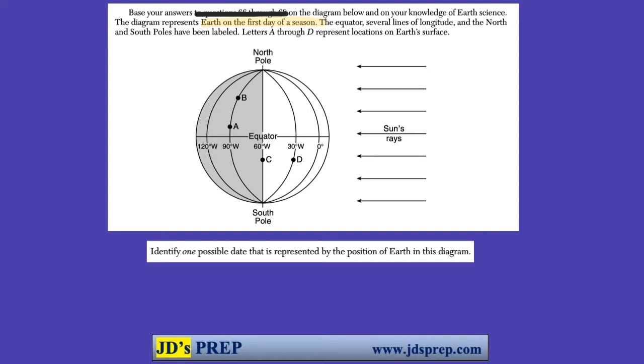So we have a diagram here representing Earth on the first day of a season. We've been asked, first off, to identify one possible date that is represented by the position of Earth in this diagram. We need to look here at the sun's rays and how they are hitting directly at the equator. We don't see a tilt of the northern hemisphere or the southern hemisphere towards the sun, which does mean that this is definitely an equinox.